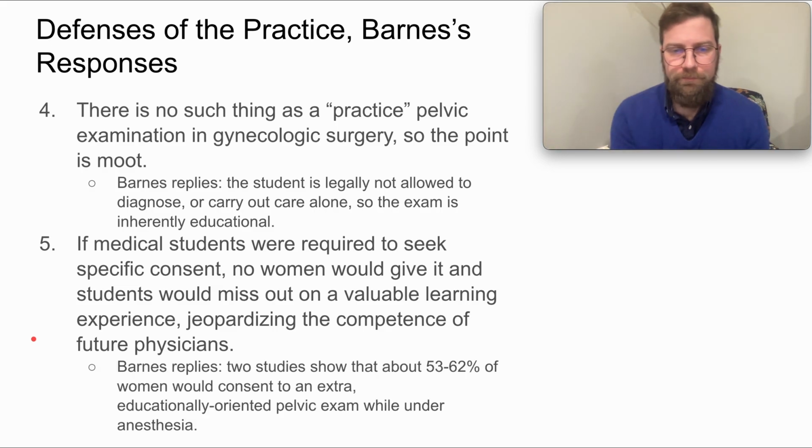Barnes replies here that two studies, one in the US and one in Canada, say that in one case 53% of women said that they would be okay with receiving a second education-only pelvic exam under anesthesia. The other study from Canada put the number at about 62%. So in this way, maybe there would be fewer pelvic exams if we specifically asked, but there still would be many learning opportunities for the students.